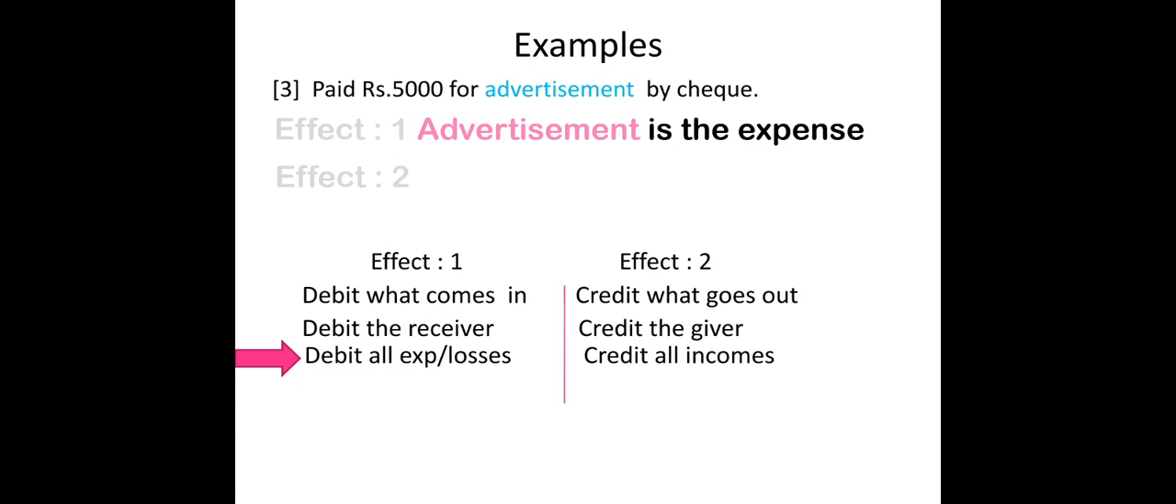Yes, bank. Bank makes payment on your behalf. So you can say that bank will give money. Okay, so bank becomes the giver. Yes, so we can apply credit the giver rule in effect number 2. Who is the giver, student? Yes, bank is the giver. Okay, so whenever there is a word check, student, we have to write bank is the giver.